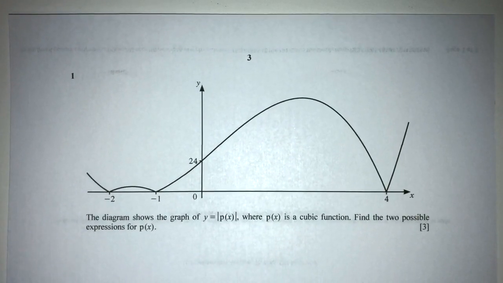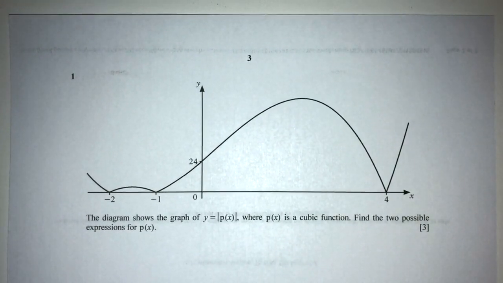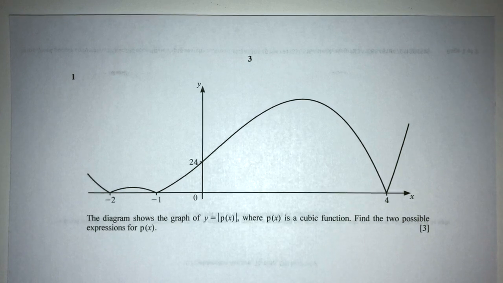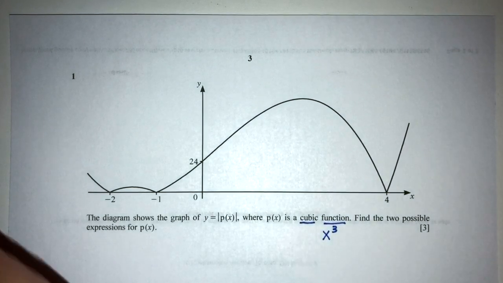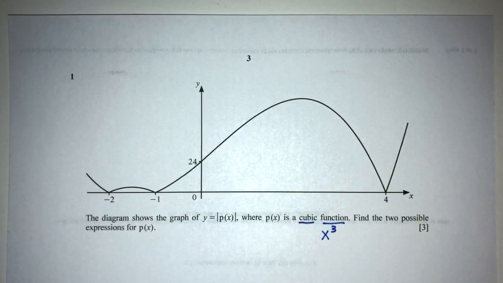So the diagram shows a graph of y equal to modulus of p of x, where p of x is a cubic function. So now whenever you see a cubic function, you have to know you will have something in terms of x power 3. That's the first thing we can derive from that sentence. Now, we have to find the two possible expressions for p of x. So very easy. First thing first, we have to look at these points.